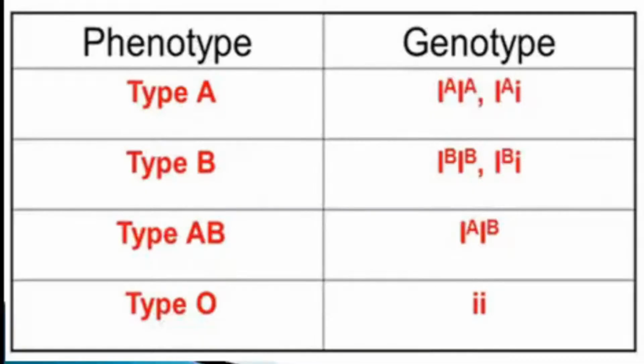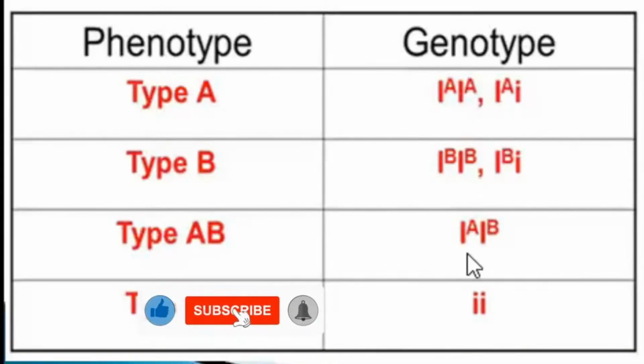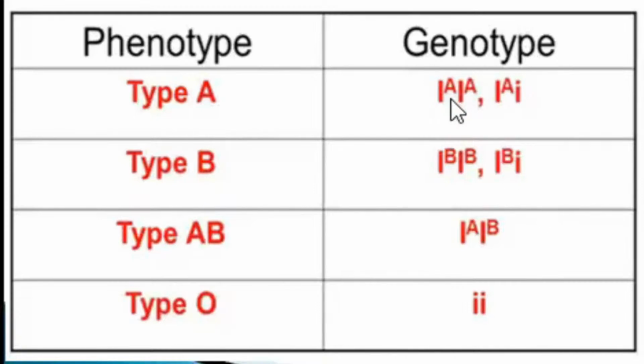You have how many phenotypes? 1, 2, 3, 4. There are 4. How many alleles controlling blood group? You see, it's being controlled by 3 alleles: allele A, allele B, and allele small i. So those are the 3.